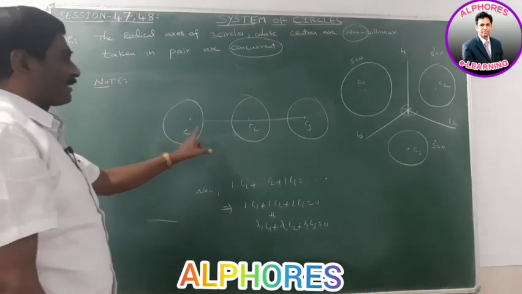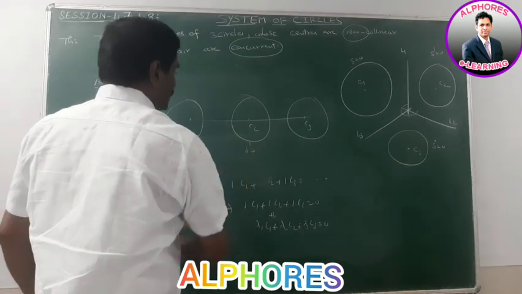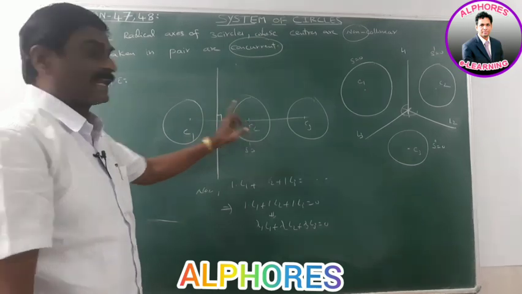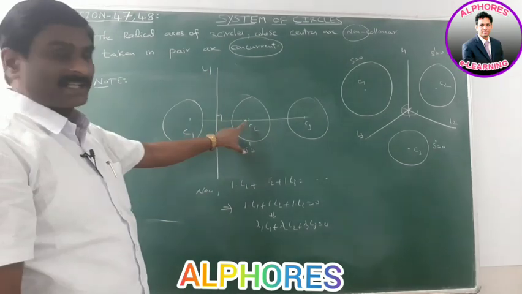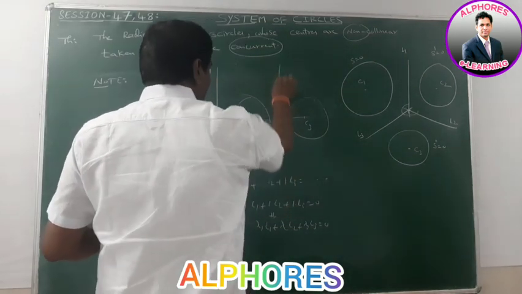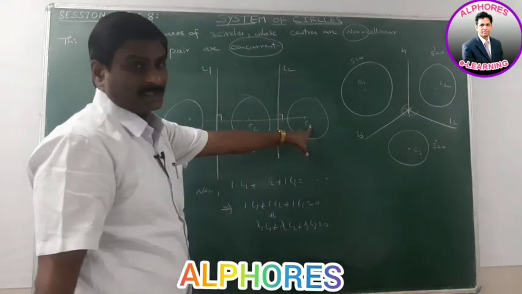Suppose C1, C2 are the centers of the first two circles. This is S = 0, this is S' = 0. The radical axis is always perpendicular to the line joining the centers. This is L1, perpendicular to the line joining C1, C2. Next, the radical axis of the second and third circles is L2. This is perpendicular to the line joining C2 and C3.